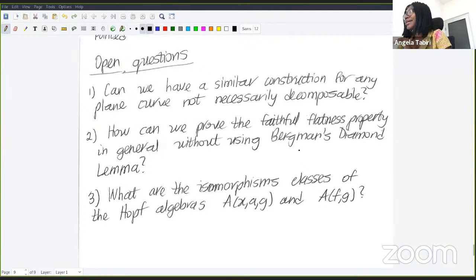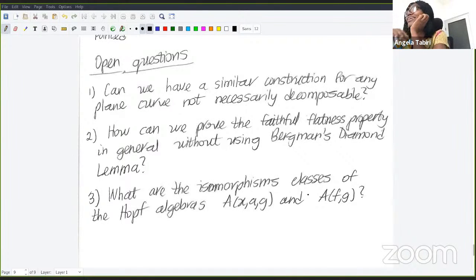But can we find another concise or maybe elegant way of proving the faithful flatness property, probably without using Bergman's diamond lemma, or probably seeing a pattern in it that would give us a very concise proof? And also, these Hopf algebras that we discovered, are there any isomorphisms between them, and what are the conditions you need to have an isomorphism between them? Do you need them to be isomorphic only when their degrees are the same, or do you even strictly want their coefficients to be the same?